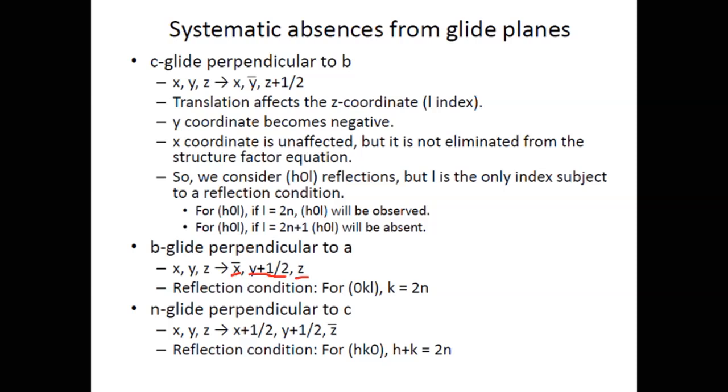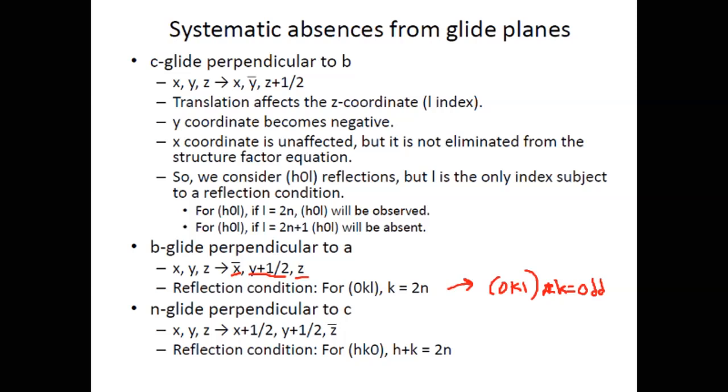So we'll be looking at these 0KL reflections. And since K is what we're translating along, it's the one that's going to meet the even or odd condition. So if K is odd, it's going to be systematically absent. If K is even, it'll be present. That indicates a B glide perpendicular to A.